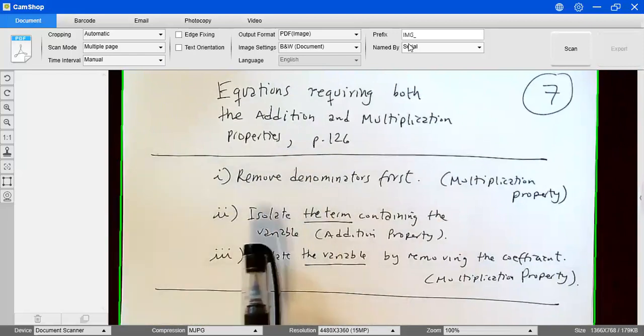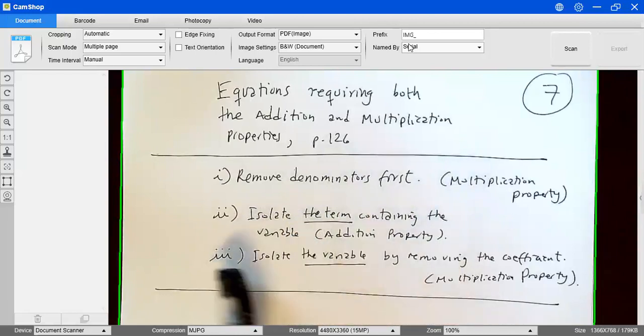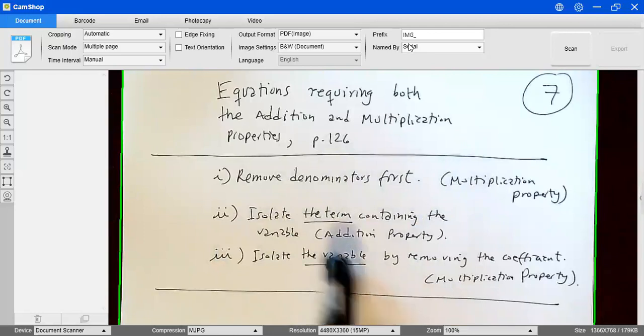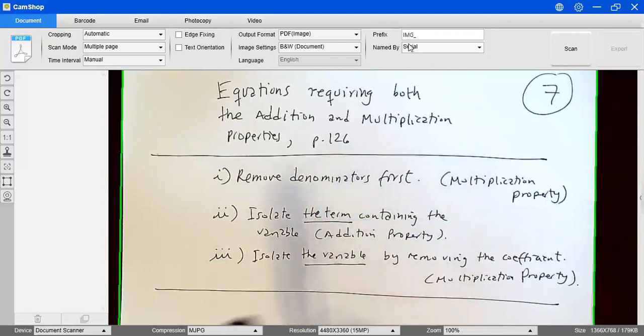Step 2 is, and you need to read carefully, isolate the term containing the variable. In the third step, I say isolate the variable. So there is a difference. Isolate the term containing the variable: you're going to apply the addition property, and your aim is just to get the term containing the variable. So you still have a coefficient to remove. In the last step, you're going to isolate the variable by removing its coefficient. How? By using the multiplication property.